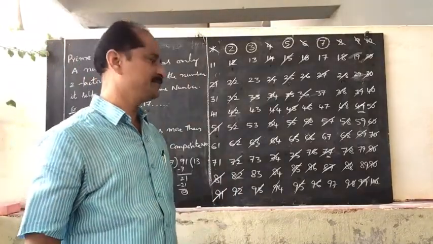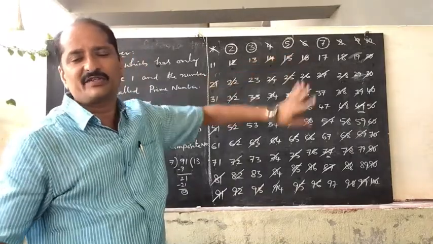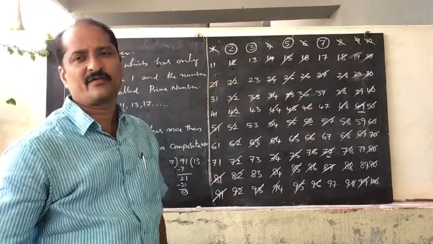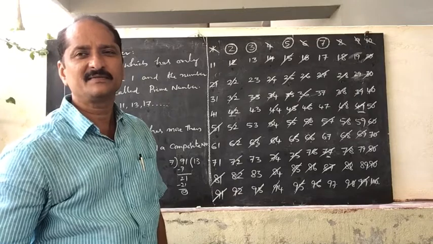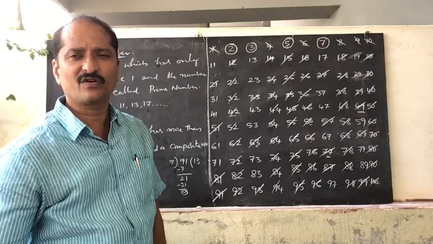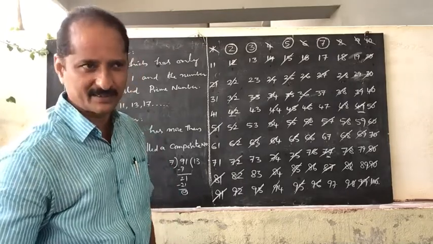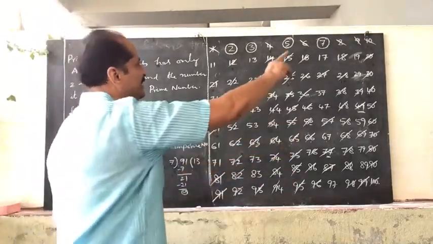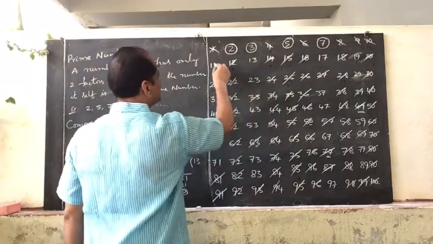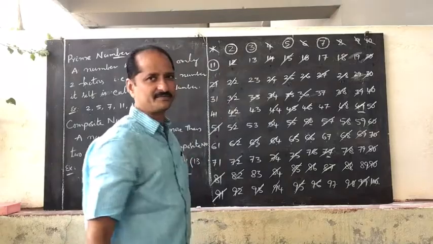So leave it. Now all the multiples of 7 are struck out. For all the multiples of 7, 7 is the third factor. Therefore, all the multiples of 7 are composite numbers. Very good. After 7 come 8, 9, 10. Then the next prime number is 11. Very good. Circle 11.